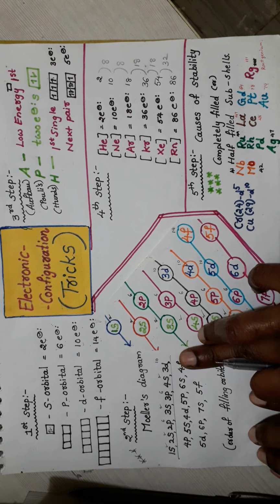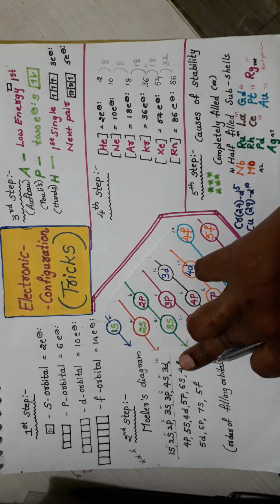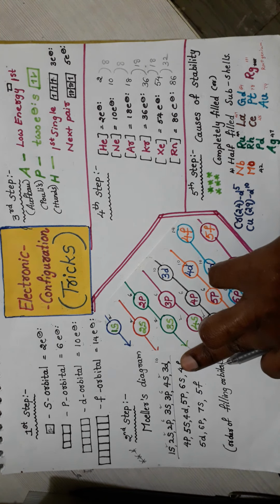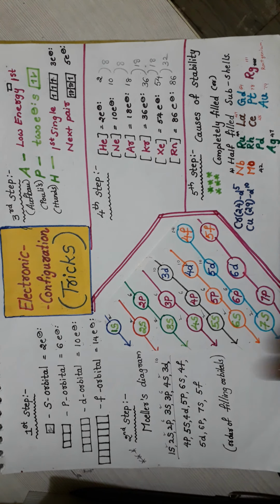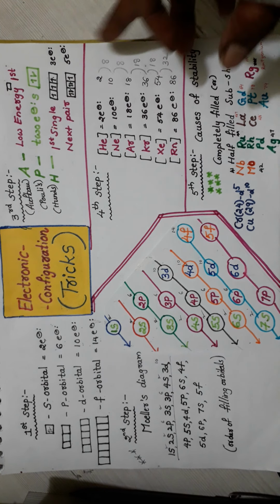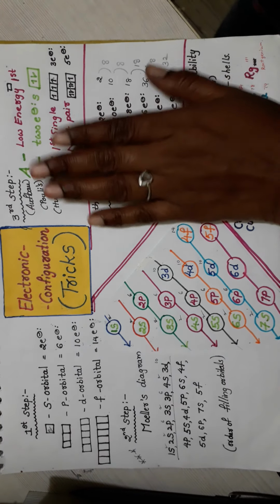Most of the time they will ask electronic configuration of elements below 30. For lower classes this is very important, but in higher classes they will ask more, like niobium, molybdenum, gadolinium, or argon electronic configuration. But up to 10th class it is enough.